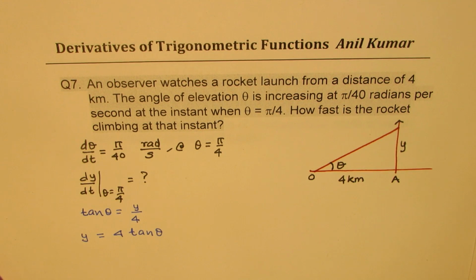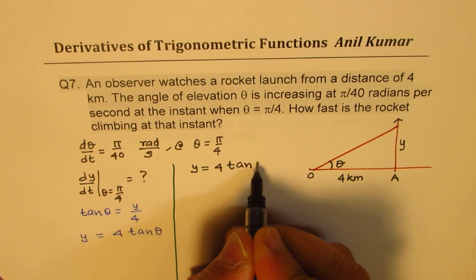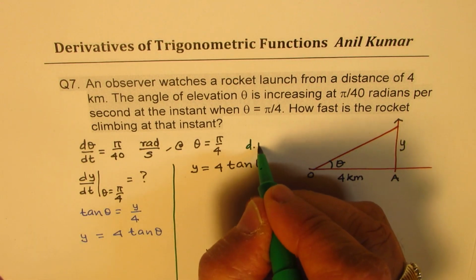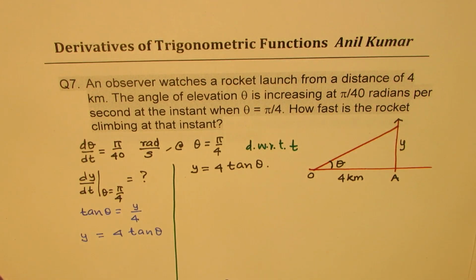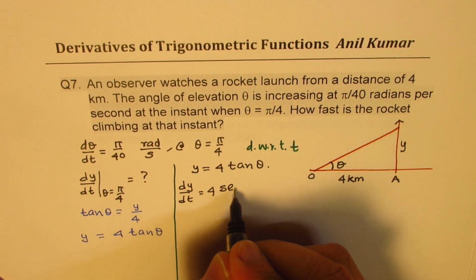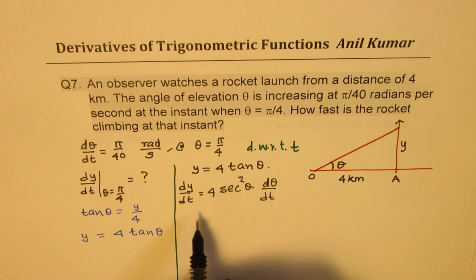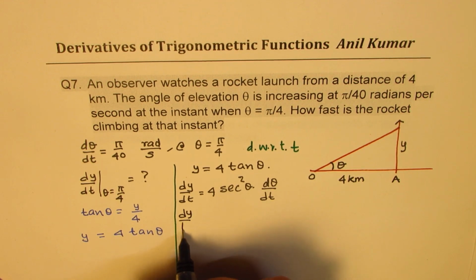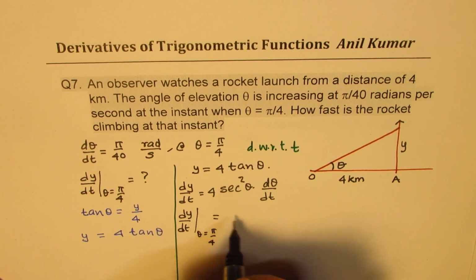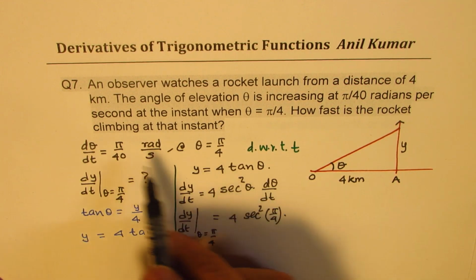Finding the derivative with respect to time. So we'll differentiate this with respect to time. So let me take this all on the right side and then we'll do. So we have the function y equals 4 tan theta. And now let's differentiate it with respect to time. So we get dy dt, right? So that is what we need. So we get dy dt equals 4. Now the derivative of tan theta will be secant square theta d theta dt, since we are differentiating with respect to time. And now we can find what happens at theta equals pi by 4. So we have dy dt at theta equals pi by 4. Substituting the value, we get 4 secant square pi by 4, right? Times d theta dt, which is given to us as pi by 40.